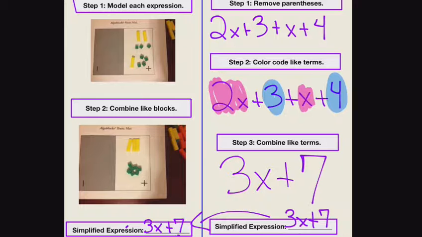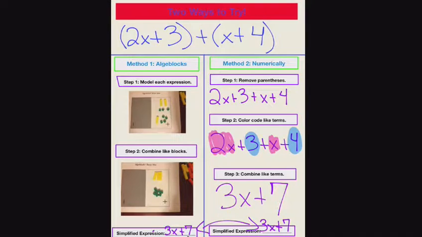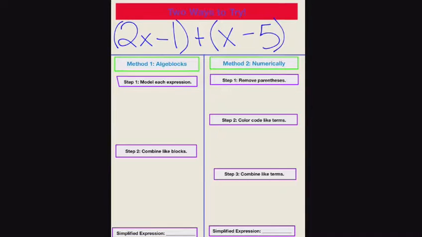So you can see here we get the same final answer no matter what method we use, so we know we did it right. So there's our simplified expression, 3x plus 7. All right, let's try another one. Here we've got 2x minus 1 plus parentheses x minus 5.